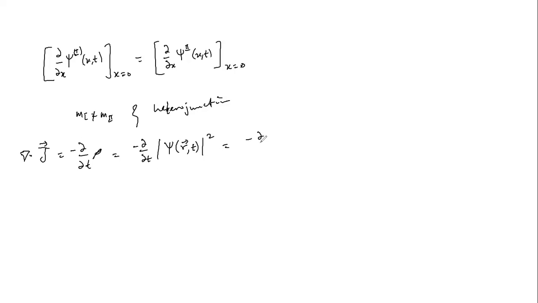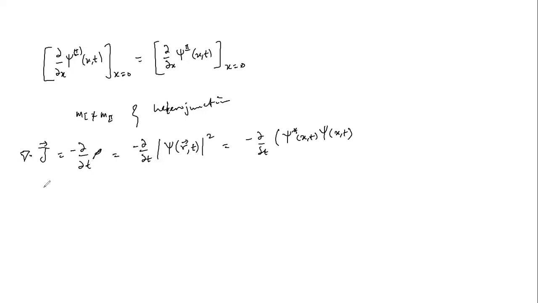This is the same as negative d/dt of the conjugate psi star psi. Note that the negative sign may be attributed to Lenz's law, which says that the direction of the induced current will oppose the change in the flux that creates it.